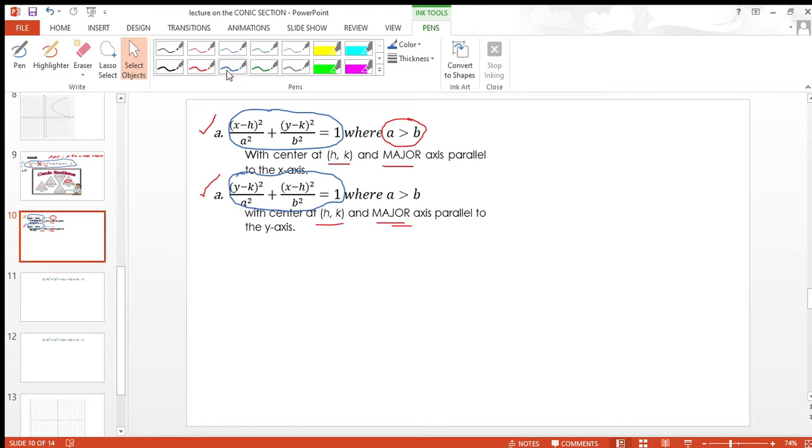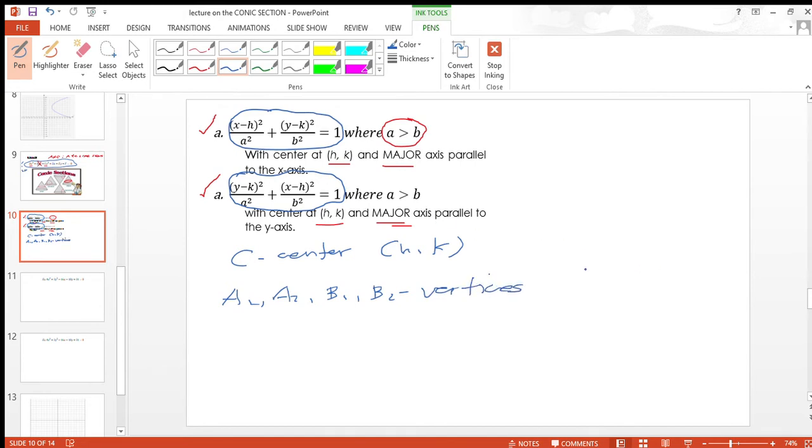Okay. Now, regarding the parts of the ellipse, we have some important parts of the ellipse. We have the following parts of the ellipse. We have C, which is called the center. And according to this standard form, the center is at h, k. And then we will have also our A1, A2, B1, and B2. What are these? These are the vertices of our ellipse.